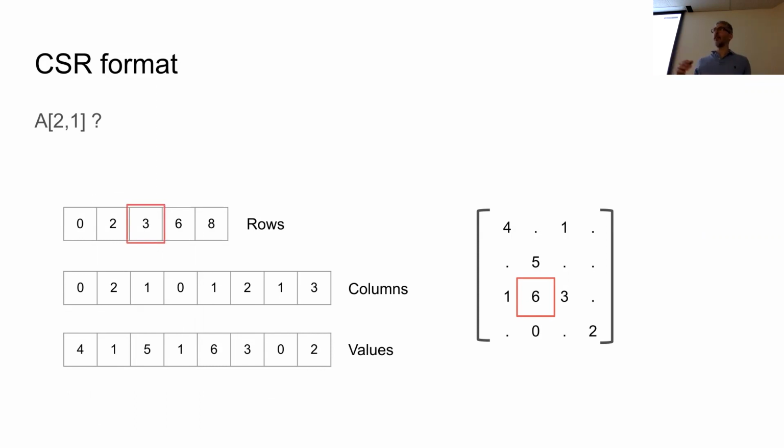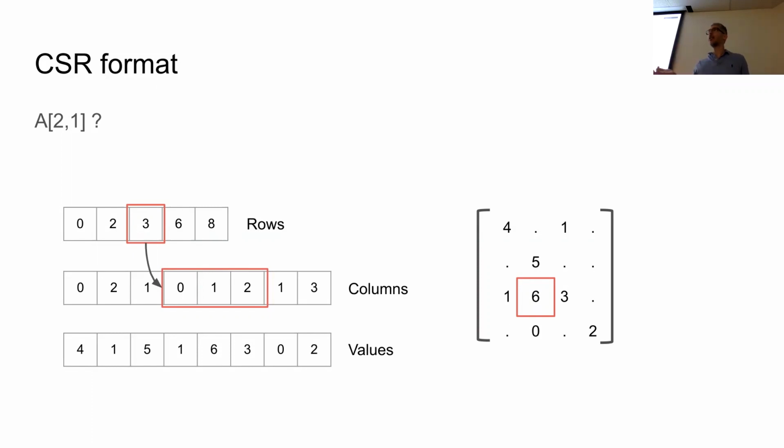We have a value 3 there, so that's the offset into the second array. We know that there are 3 entries there because 6 minus 3 is 3. So this is the area that we will be inspecting and searching for column number 1.